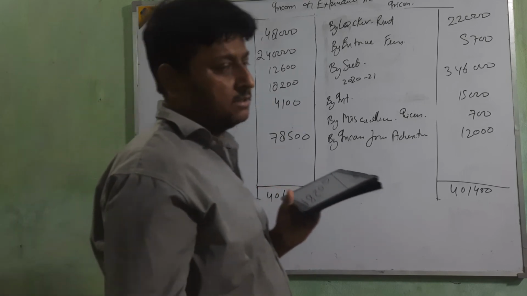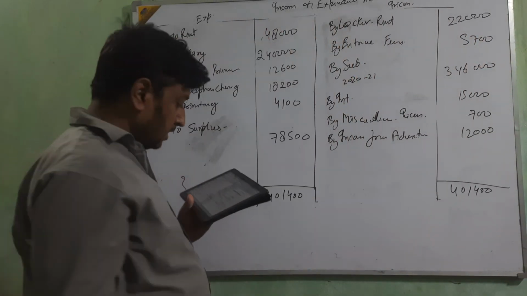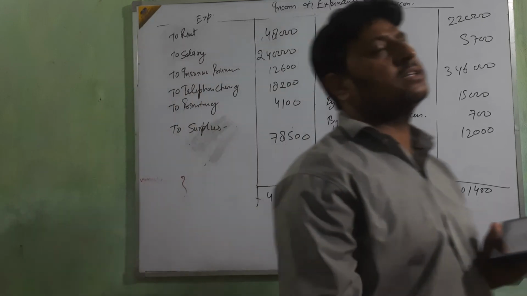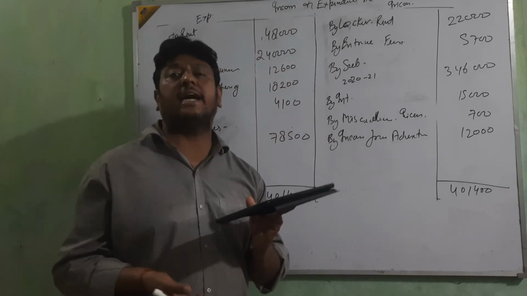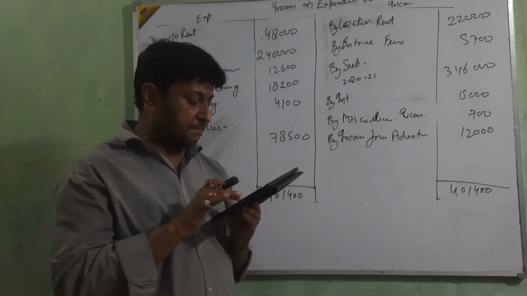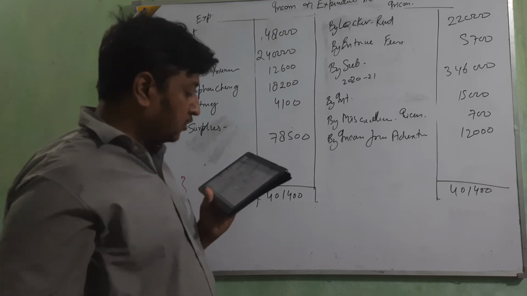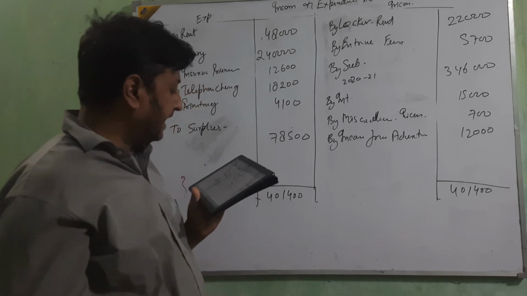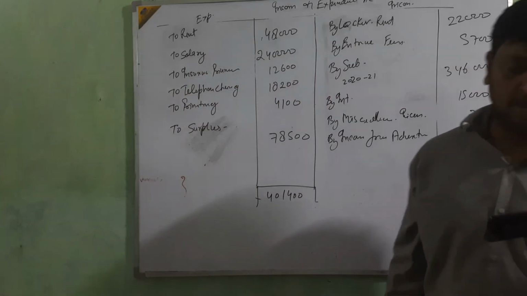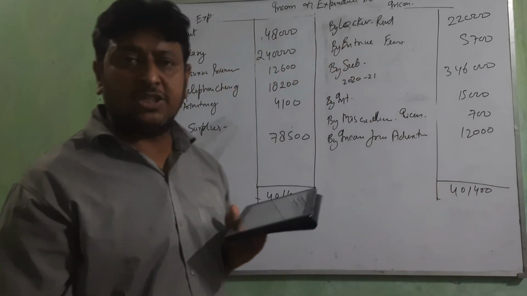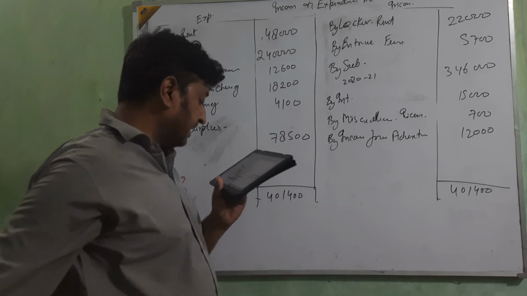Then come to the expense side. First is rent. Rent is a revenue expense, so we are going to take the rent. Next, furniture purchase we are not going to take, because furniture purchase is capitalized. Then salary is revenue related, so 2,40,000 salary. Then next, insurance premium, which again relates to revenue, so insurance premium. Then telephone charges, again revenue, so telephone charges, then printing and stationery.